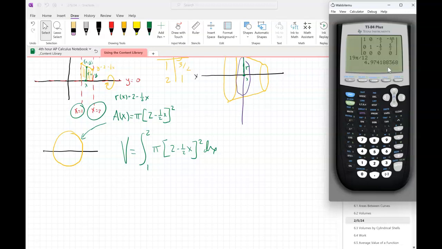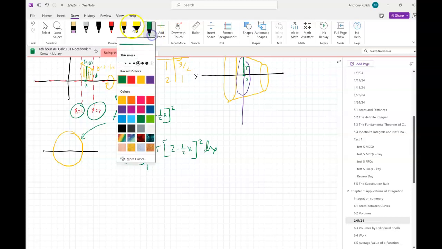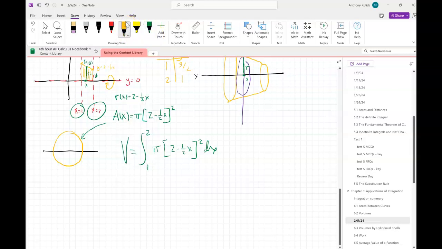No, 5. And then in parentheses, 2 minus 1 half x. You put another one. Okay. You got it, guys? The calculator piece?